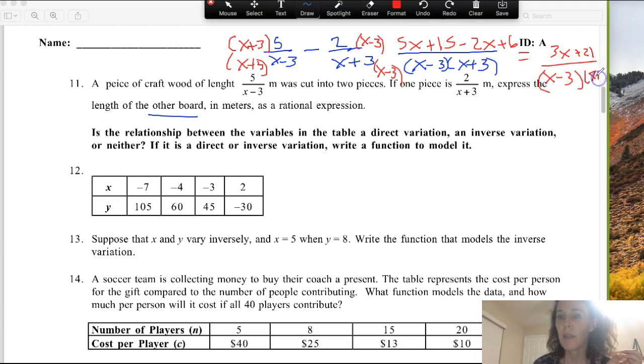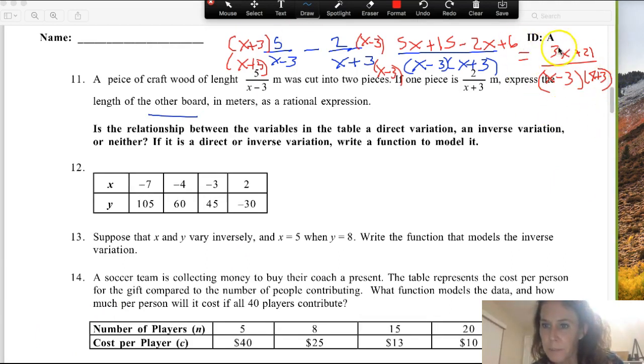Now let's see if I can do any simplifying here. I'm running out of space. This would be the numerator. I could pull out a 3, and it would leave me with x. And then 3 divides into 21 and leaves me with 7. So if I multiply that back out, I get this.